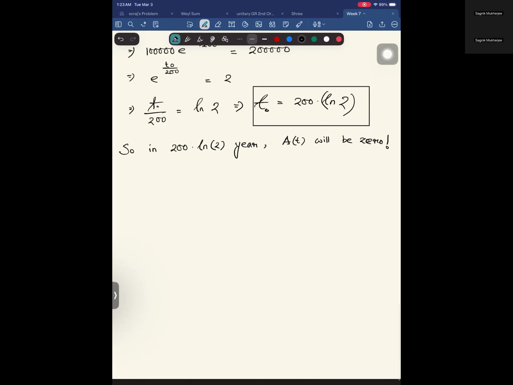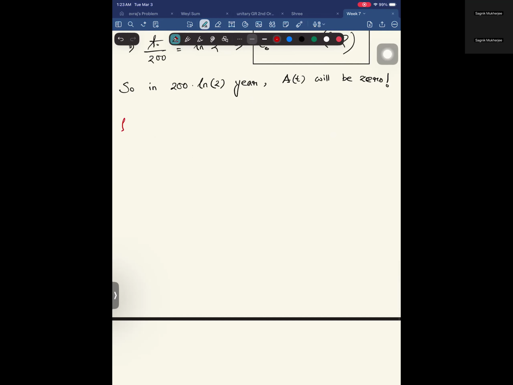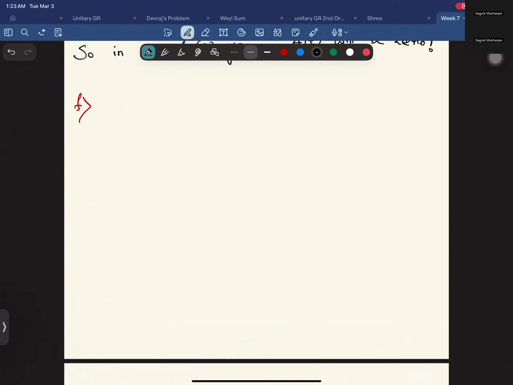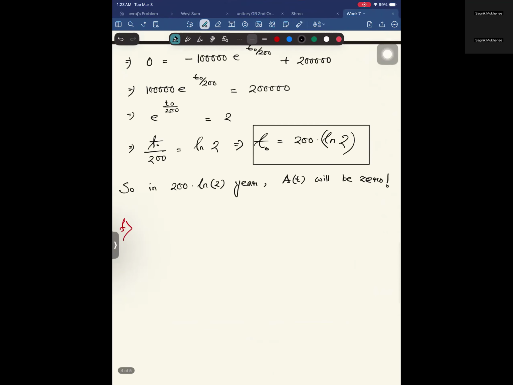Okay. And number f, I'm not going to do it entirely. Okay, E and F. So what is the smallest amount of money you need to have in the account to guarantee that you never deplete your money in the account? Okay, so now the question is different.